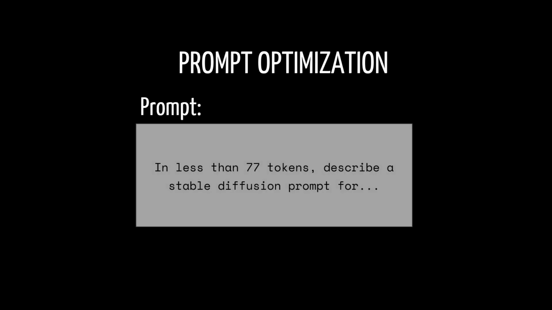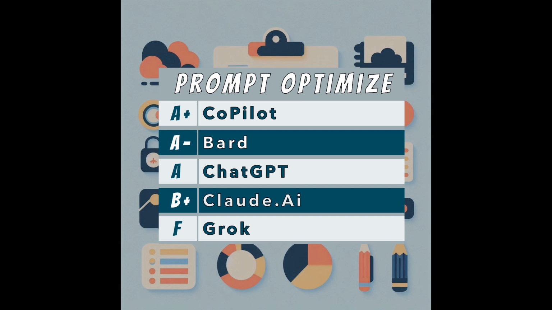So the actual prompt optimization is for, in less than 77 tokens, describe a stable diffusion prompt. This can be swapped out for any other type of prompt, but I found this one works generally pretty well for me. So in the game of prompt optimization, Copilot came out ahead of the rest.